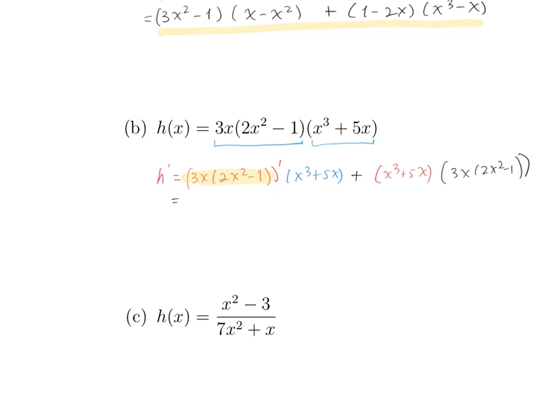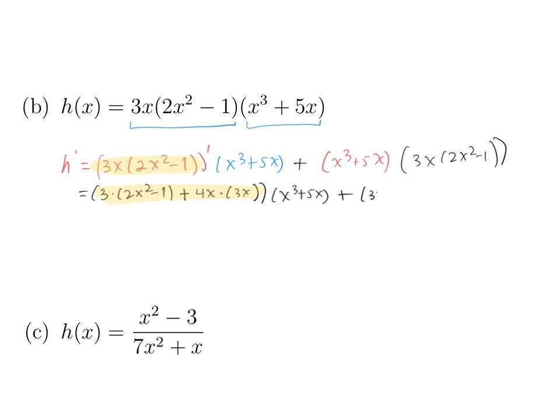So the derivative of the first one is 3, so it's 3 times the second one in here, plus the derivative of the second one, which is 4x, times the first one, which is 3x. So the derivative of this one gives you all of this. That's the derivative of the first one using the product rule again, times the second one, which is x cubed plus 5x, plus the derivative of this one, which is going to be 3x squared plus 5.